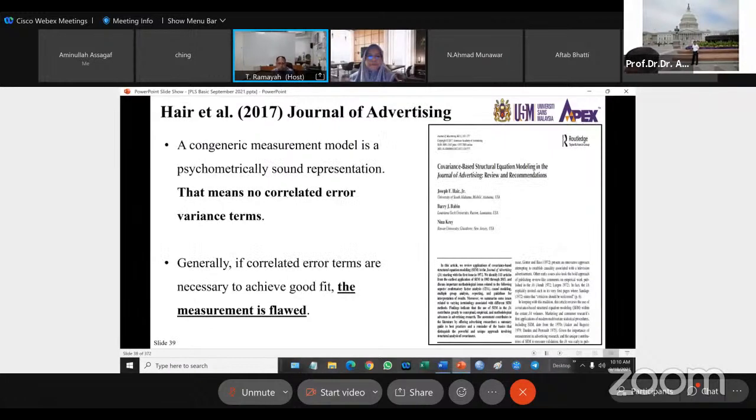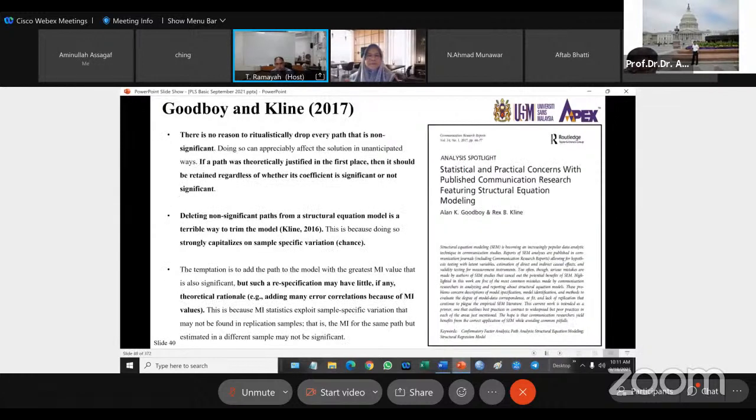This is a paper in 2017 written by Hair, and he mentioned this. A generic measurement model is a psychometrically sound representation. That means no correlated error variance terms. Generally, if correlated error terms are necessary to achieve good fit, the measurement is flawed. Okay? The measurement is flawed. So this is the paper by Hair et al. in 2017. Goodboy and Kline also mention this issue called modification.